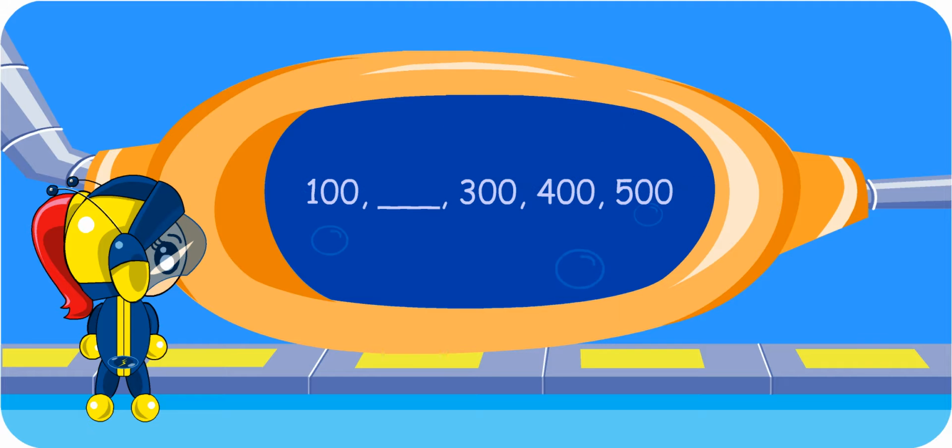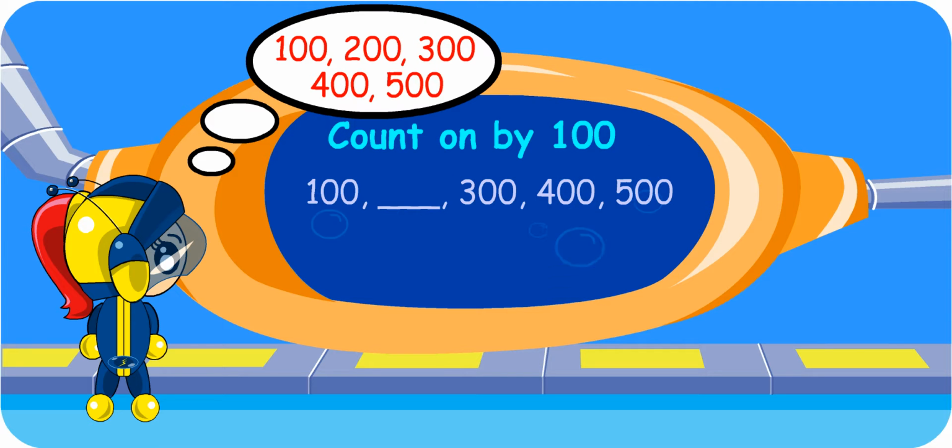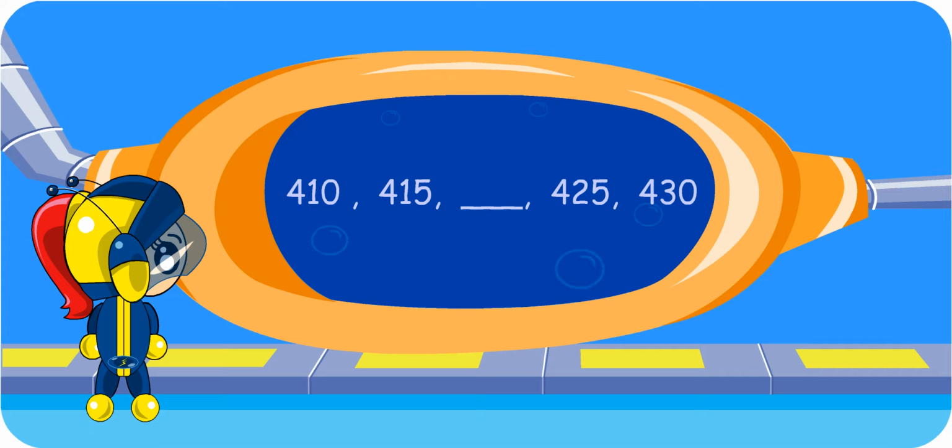Wonderful! Now, look at this set of numbers. This set of numbers starts with 100, followed by a missing number, then 300, 400, and 500. So I'll count on by hundreds, teacher. 100, 200, 300, 400, 500. So the missing number is 200. Well done, Turbo Girl. Last set of numbers for you.